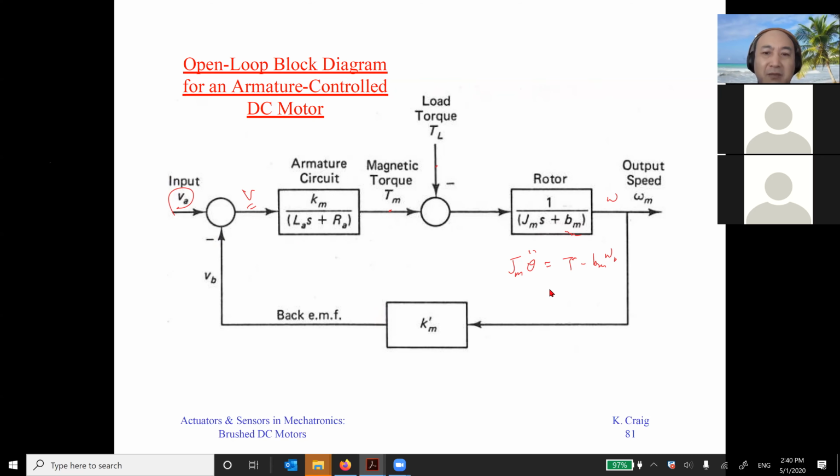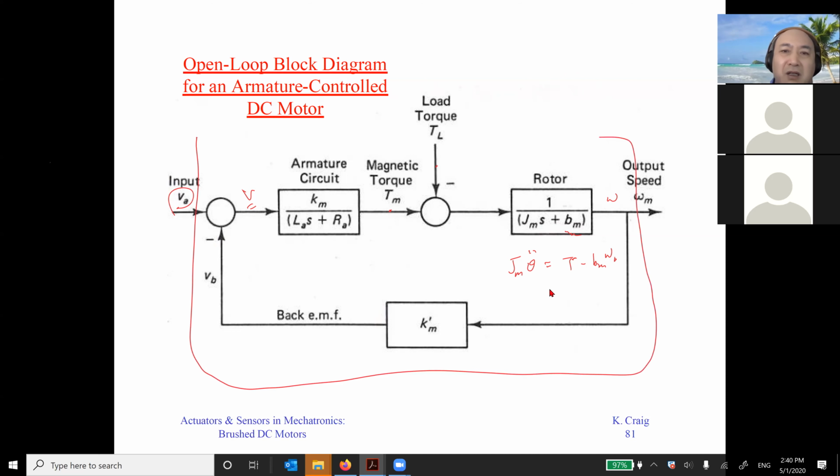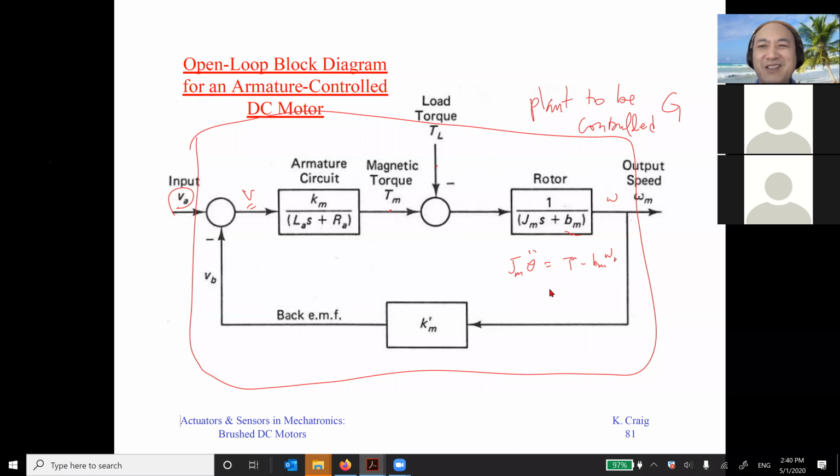But this is not a controlled system. Basically this is called a plant to be controlled, and we usually say this is G(s). G(s) comes from the physics-based modeling. We get these parameters and get this G(s).